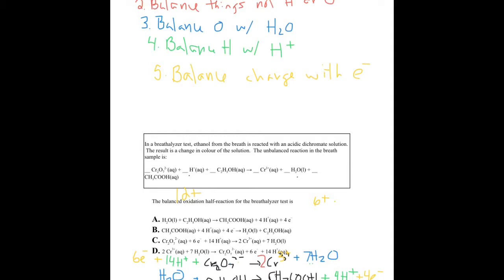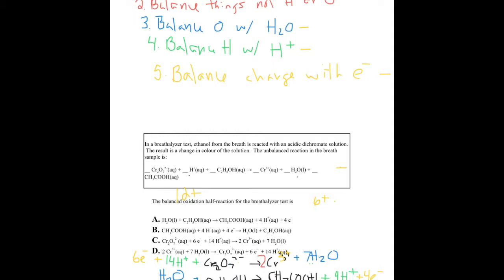So by just grouping like things together, balancing things that are not hydrogen or oxygen, balancing oxygen with H2O, and then balancing hydrogen with H+, and then balancing the charge with electrons, we now have constructed 2 half reactions for this reaction that was up here.